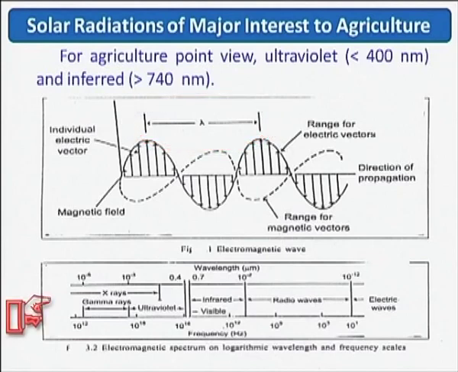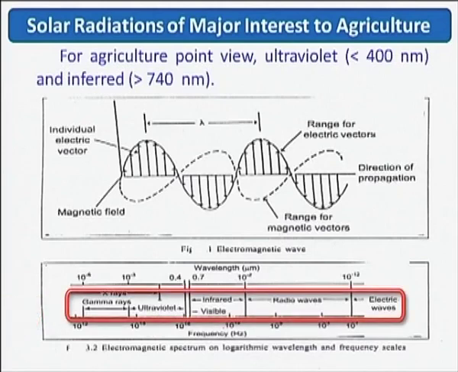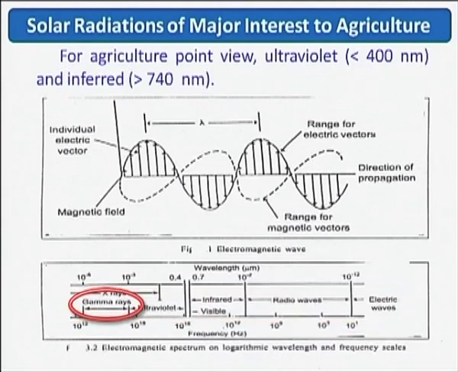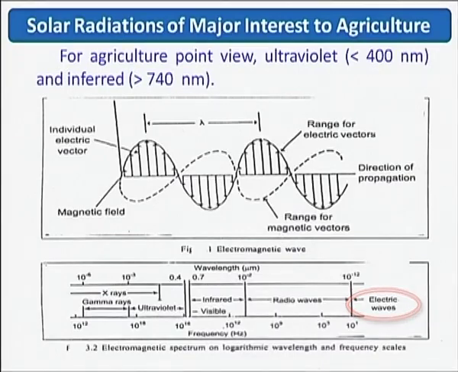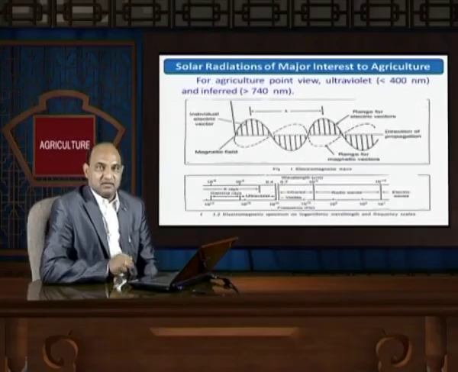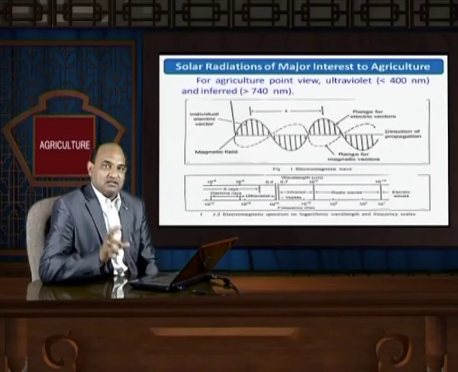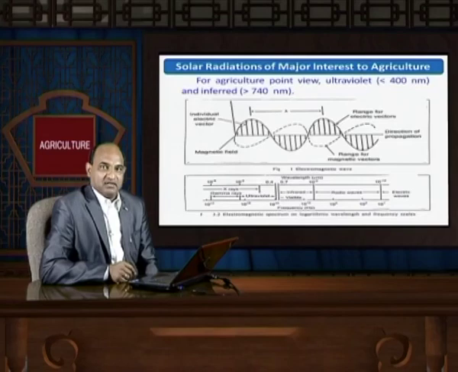In the second diagram, that is the electromagnetic spectrum on logarithmic wavelength and frequency scales, we can see that there are gamma rays, ultraviolet rays, infrared rays, then radio waves, and then electric waves. So towards the lower side it is the gamma rays, and toward the higher side it is the electric waves. This is the total electromagnetic spectrum. If we want to understand the solar radiation, it is necessary to understand their wavelength.